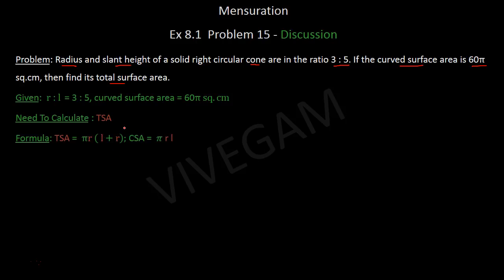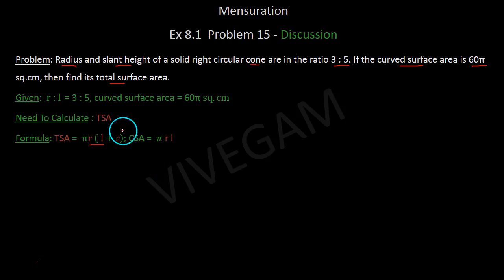Next, the formula. TSA equals pi r into L plus r. But if you look at it, we will not be able to calculate it because we don't know the radius, nor do we know the slant height. So this problem cannot be solved with this information alone. We have to do something new to calculate the TSA.